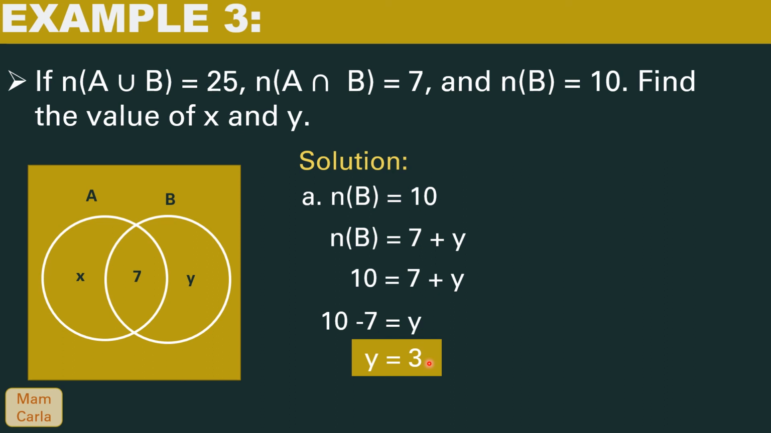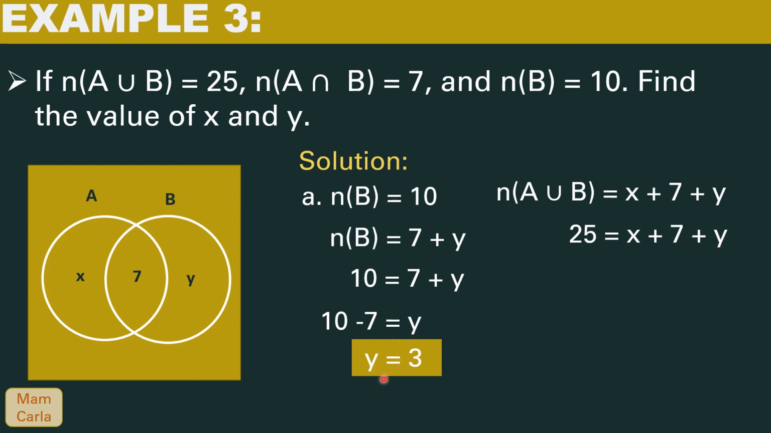Now that we know that the value of Y is equal to 3, then we can solve for the value of x. So we will be using the idea that the cardinality of A union with B can be obtained by adding x plus 7 plus y. Now, we have to substitute the cardinality of A union with B, which is 25. So we have 25 equals x plus 7 plus y.